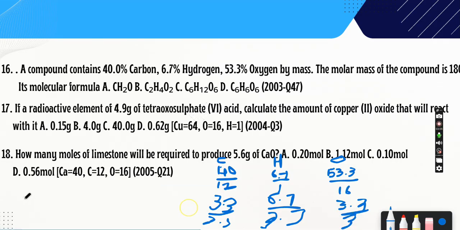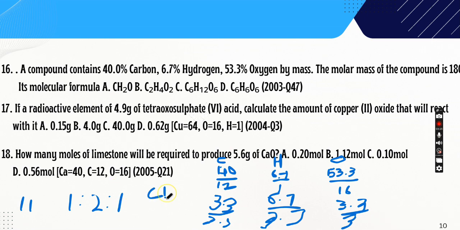So we are going to have it to be what? 1 ratio 2 ratio 1. So that is CH2O, right? CH2O. So that's that.